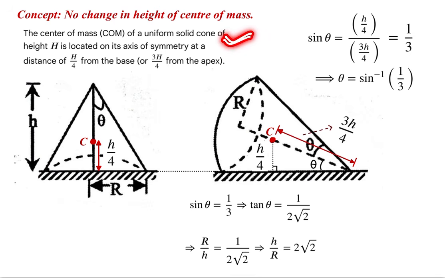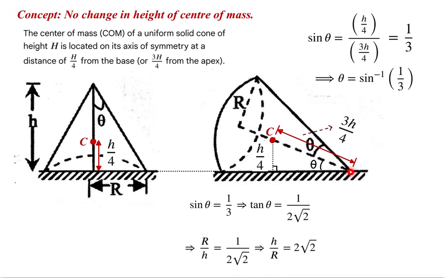The center of mass of a uniform solid cone of height h is located on its axis of symmetry. So this is the axis of symmetry. Here the distance will be h by 4 from the base, and from the vertex it will be 3h by 4. So this is the location of the center of mass. Initially the height of the center of mass is h by 4, and in the final position also, the height of the center of mass must be h by 4.